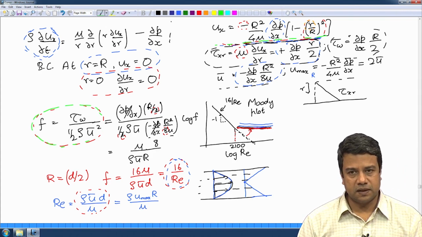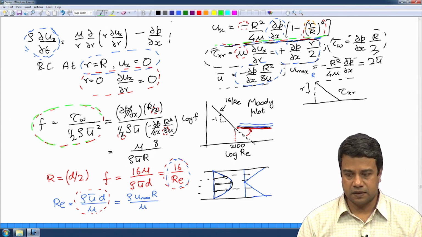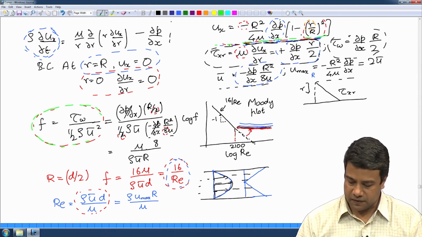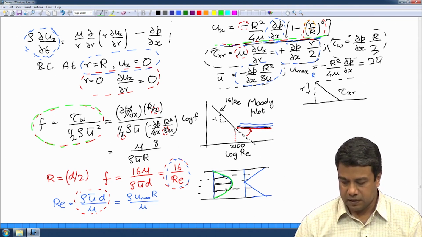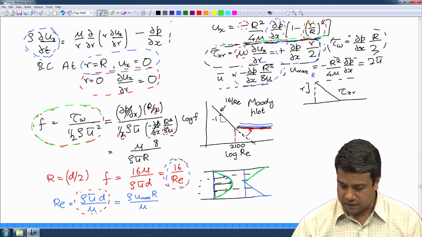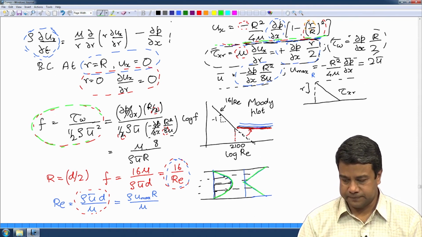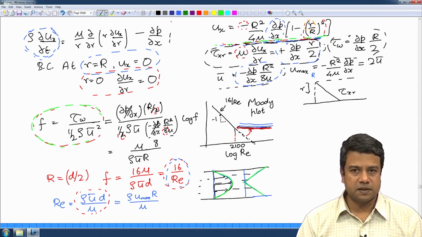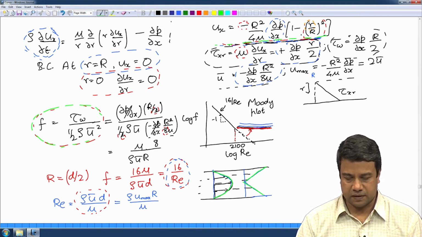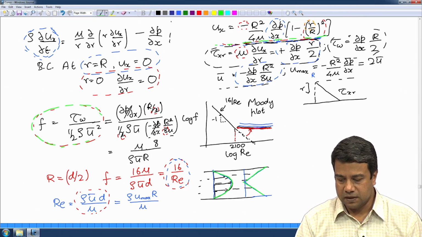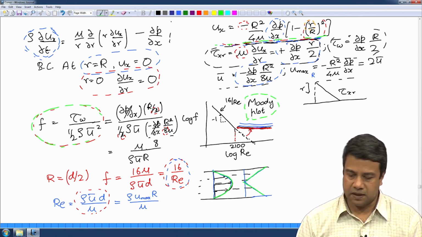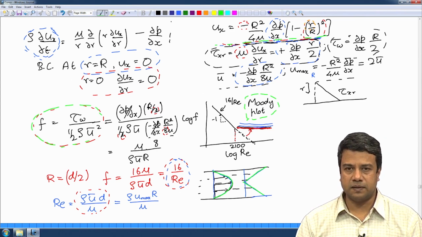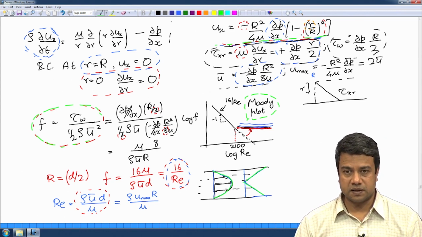The average velocity, the maximum velocity, we found out that the velocity profile is a parabolic profile for a laminar flow. The shear stress is a linear function of distance from the center. And from this, the wall shear stress, we had got the friction factor as a function of Reynolds number. In the Moody plot that you see here, friction factor goes as 16 by Re so long as the flow is laminar. At some point there is a transition.